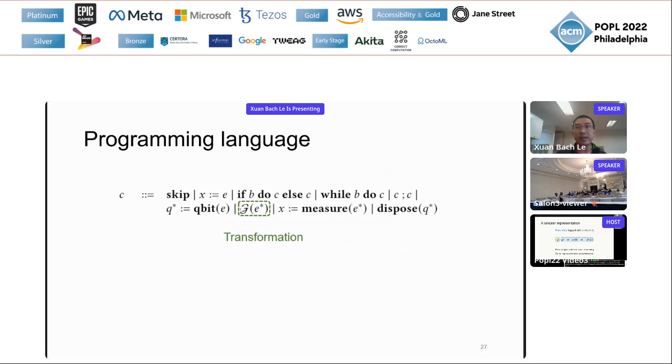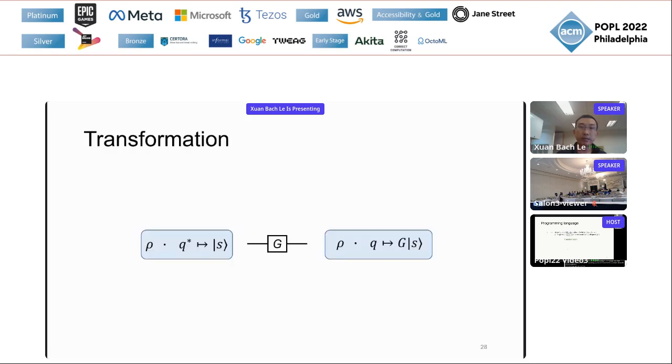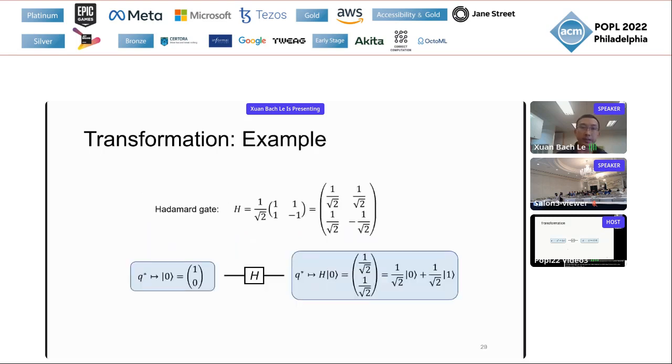So in our language, we have the quantum statement for qubit transformations here. Semantics-wise, it is basically just a linear transformation over the vector space. And here is an example. Suppose that the qubit Q has the state 0, which can be expressed by the column vector (1, 0), and the Hadamard gate, which is specified by the unitary matrix H. Then the Hadamard gate transforms the state of Q into the superposition of 0 and 1 on the right.